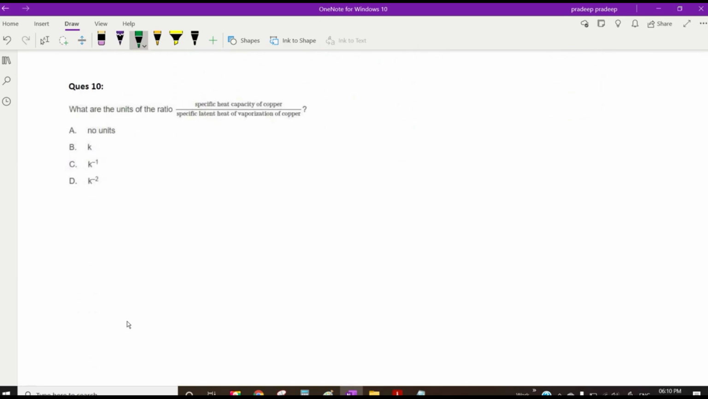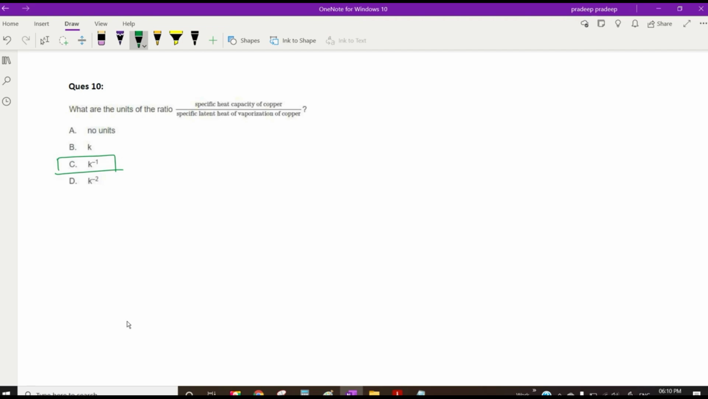Ayush, what's your answer to this? Question 10. I wrote C. Okay, good. That is the correct answer. Did everyone get this answer? Yes, sir. Vaibhav? Yes, sir. Okay, Sheldon, did you get C? Actually I got very confused for this one. I had written it as A, but then I cut that off and I wrote it as B.